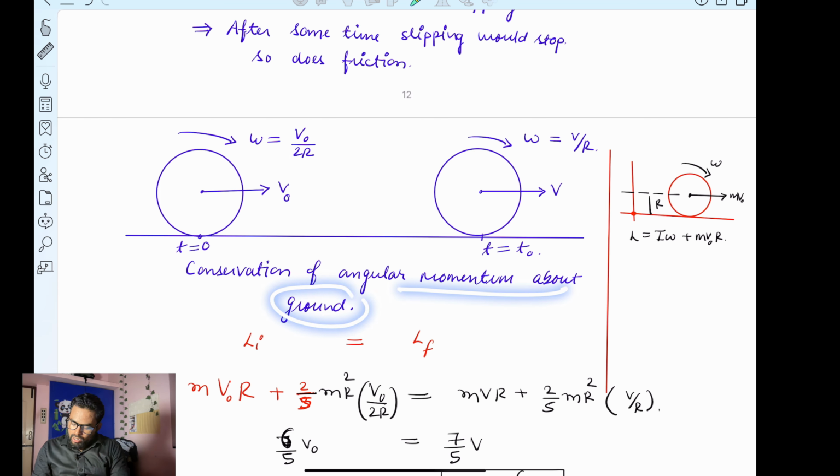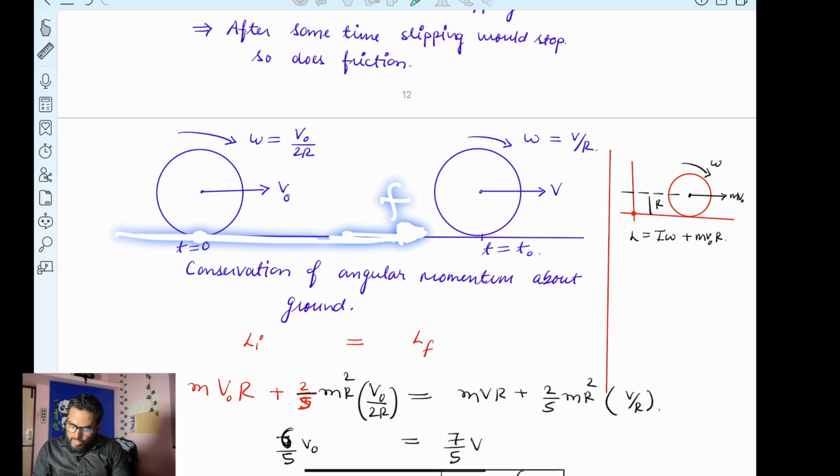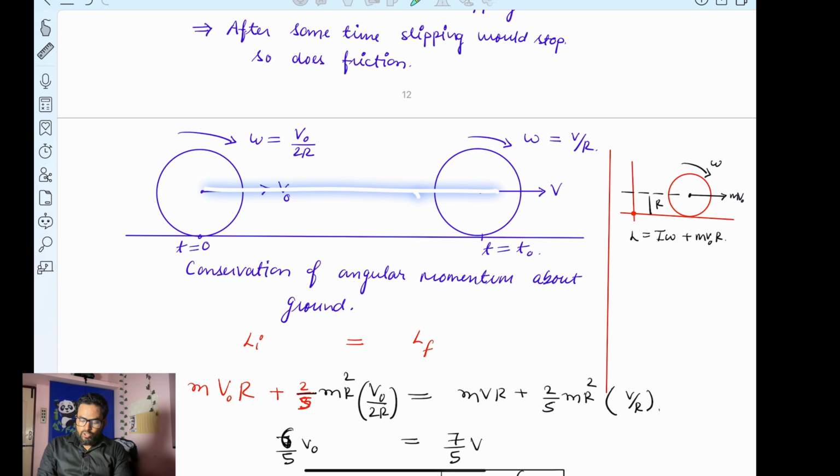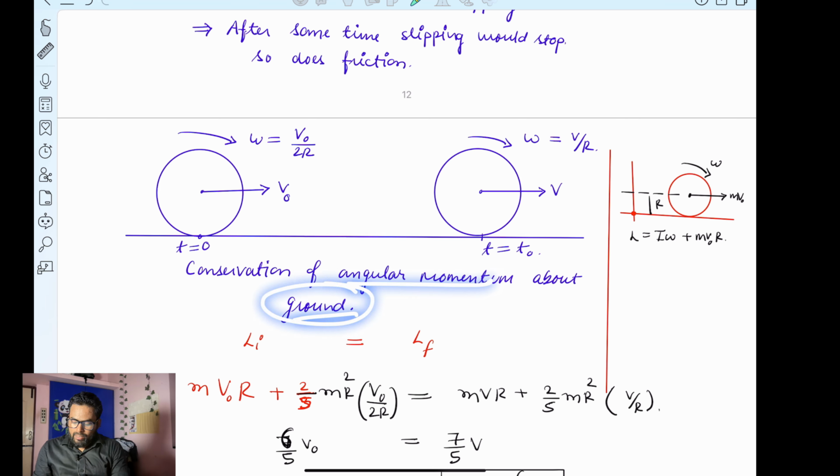See again, angular momentum conservation, we are talking about what? Ground. So about the ground, the friction is lying along the ground. No, this is the friction. So if you talk about angular momentum about this point, friction is passing through the point, so its torque would become what? 0. So even though the friction is present between here to here, it is not providing any external torque. So in the absence of external torque, what can I say? Angular momentum must be what? Conserved. Clear? Initial, final, that is the scenario.